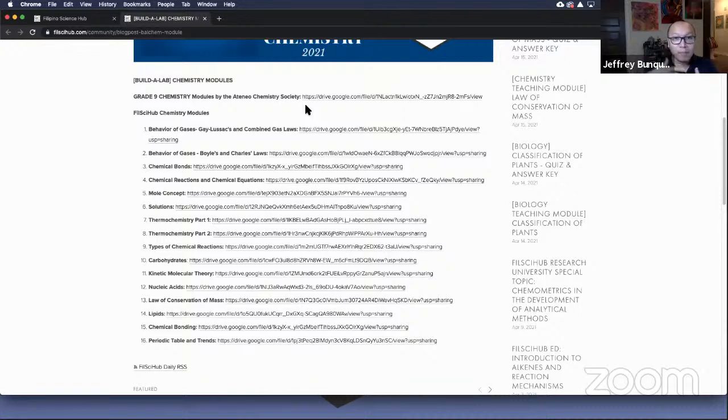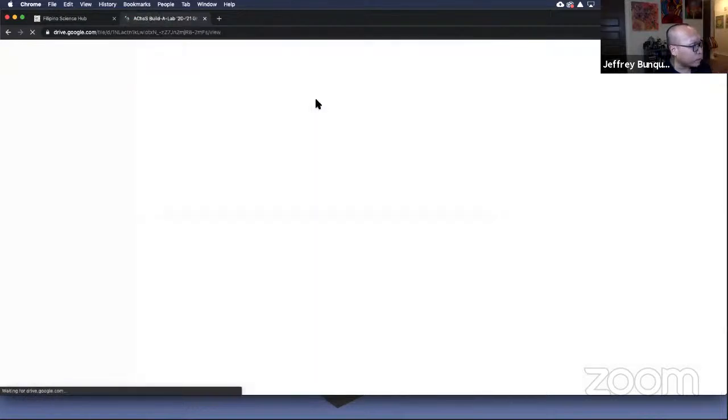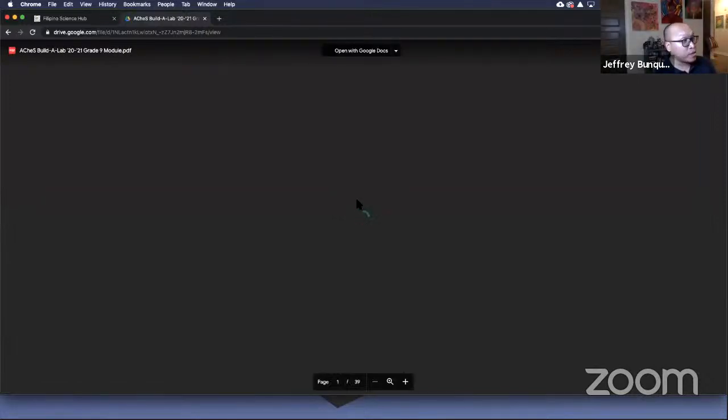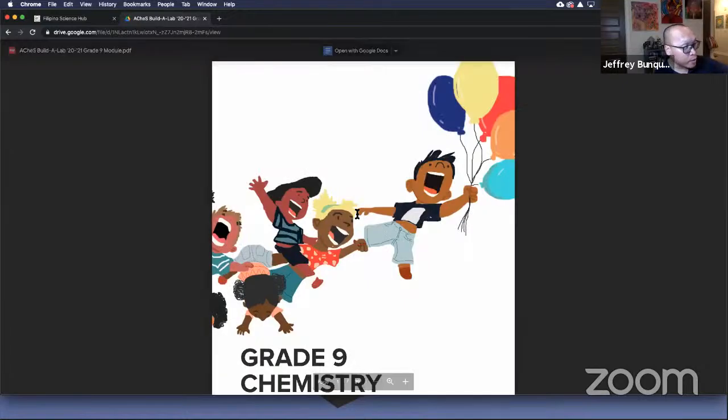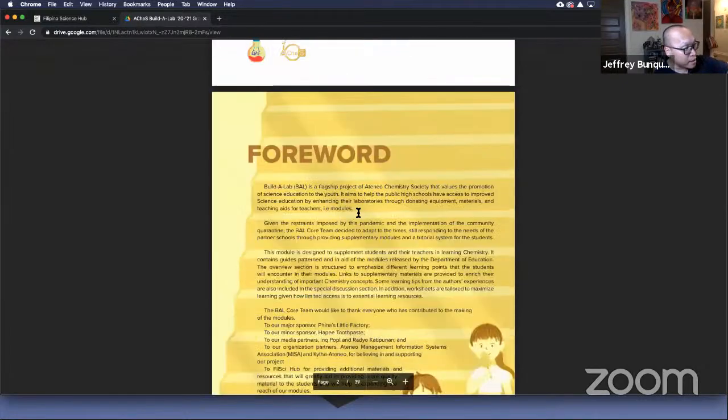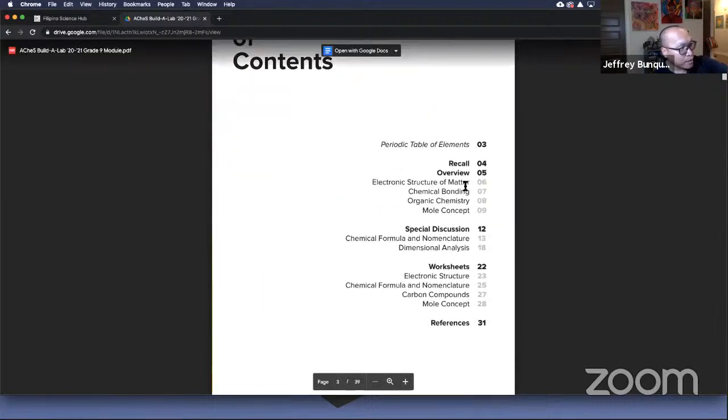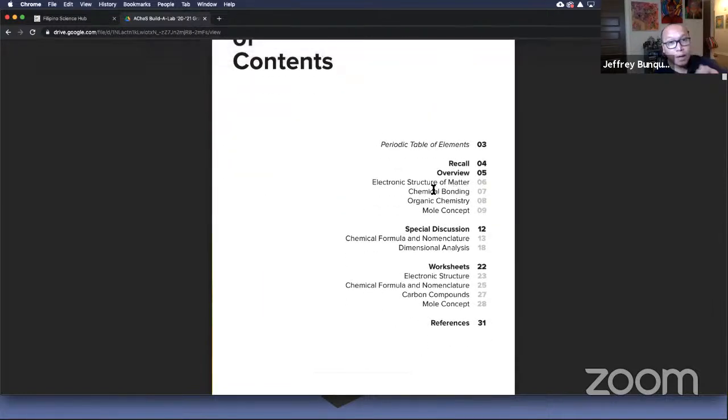Para po siyang book chapter. It covers a number of different topics, and I will click on it just so you can get an idea of what each content has. This is the specific grade 9 worksheet that Ateneo Chemistry Society had composed. If you look at the topics, it's covering several chemistry topics for high schools: electronic structure of matter, chemical bonding, organic chemistry, mole concept, chemical formula and nomenclature, dimensional analysis.